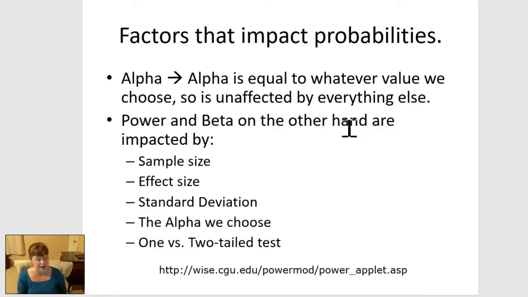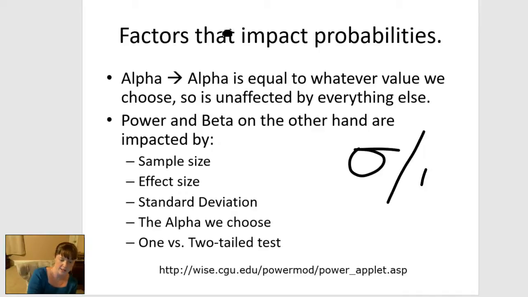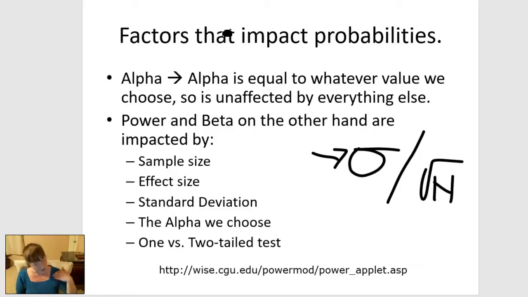The standard deviation also matters. The smaller the standard deviation is, right, the smaller variability is, the smaller standard error will be, right? Sigma over the square root of n, the smaller this number is, the smaller standard error will be, and so that's going to make power bigger, beta smaller. Now, standard error is going to be what it is, right? The standard deviation for the population is what it is. But in fact, populations that have smaller variability are going to have higher power, lower beta.